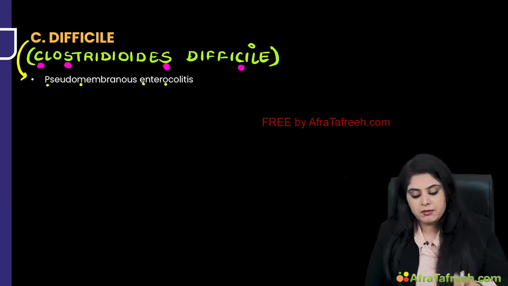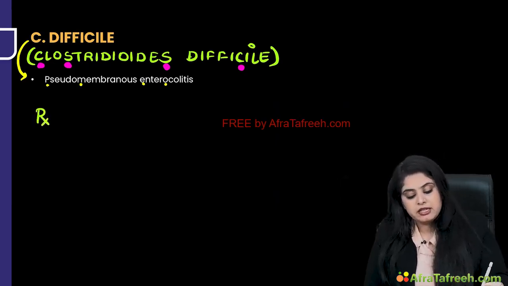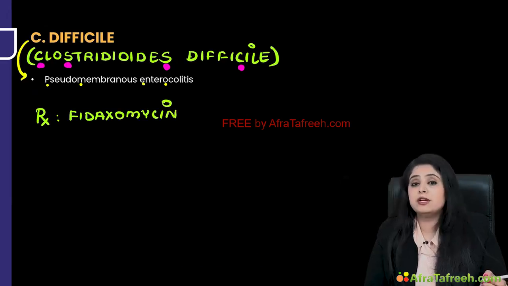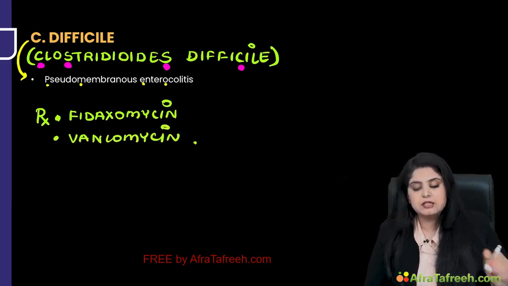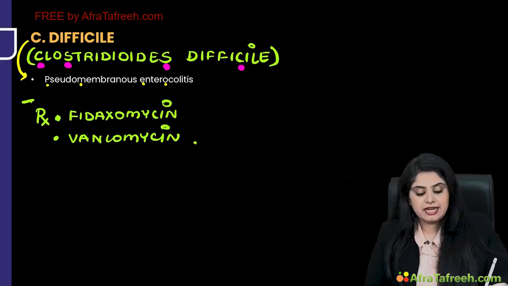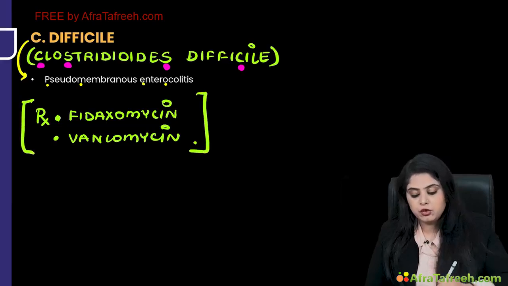I hope you all remember what is going to be the treatment for it. I hope you now know there is a drug called fidaxomicin. Yes, fidaxomicin is basically used for the treatment of at least the mild cases, and of course we otherwise have vancomycin, which is given for the severe cases also. And yeah, that is what wraps up all of your spore forming organisms.